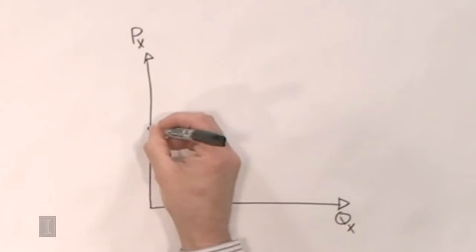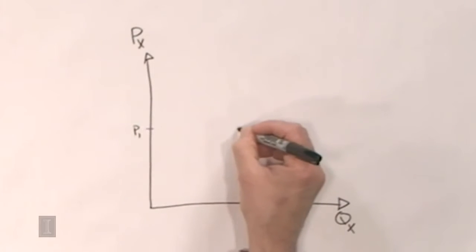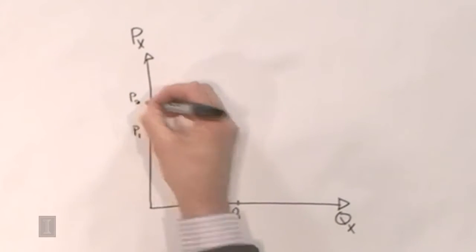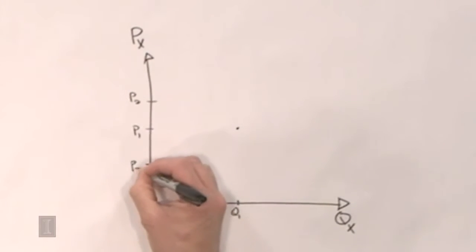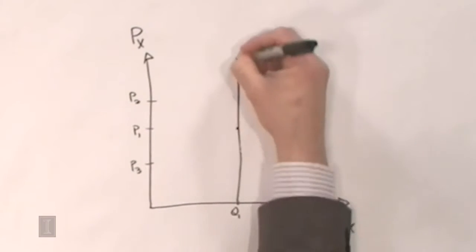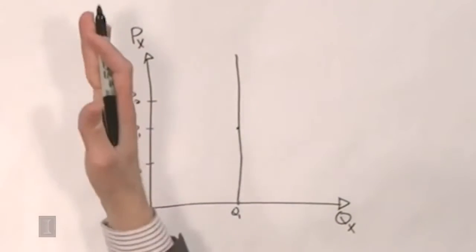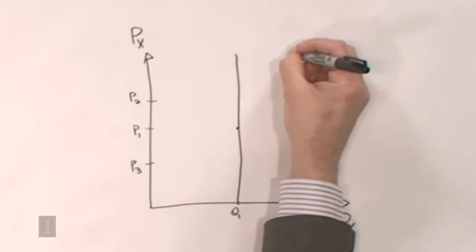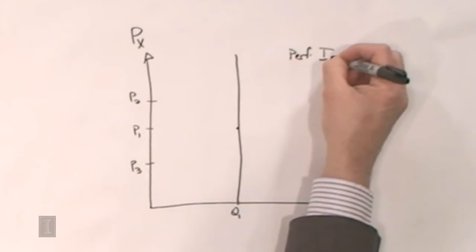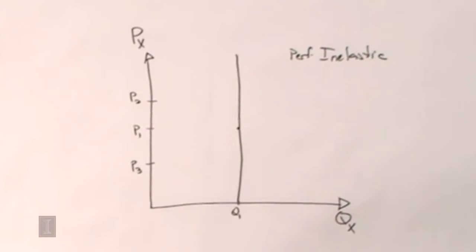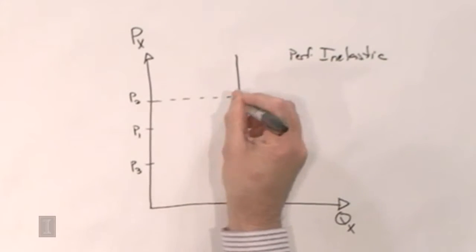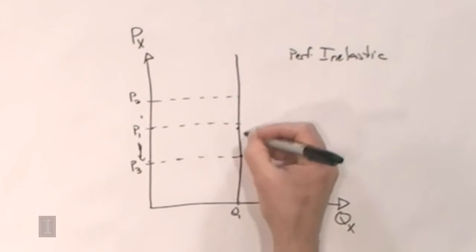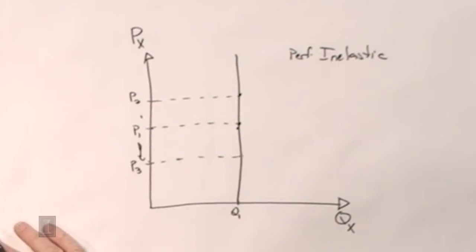Well, if it doesn't matter, if at P1 you consume the same, let's say at P1 you were consuming Q1, and at P2 you still consume Q1, and at P3 you still consume the same, then the demand curve is going to look like that. It's going to be a straight vertical line. So in a way, it looks like an I, right? So this is an example of a perfectly inelastic demand, right? Because whatever the price is, whatever the change in price, you still consume the same, so there's no change in quantity.